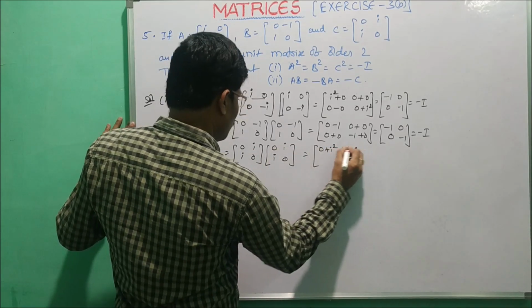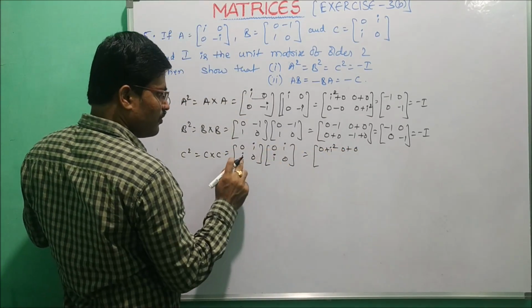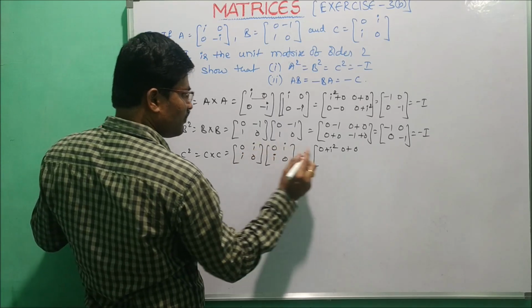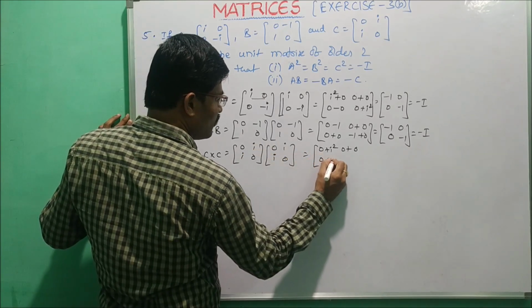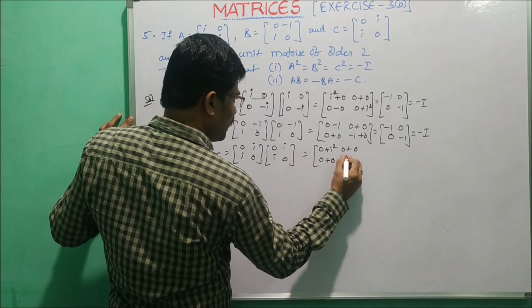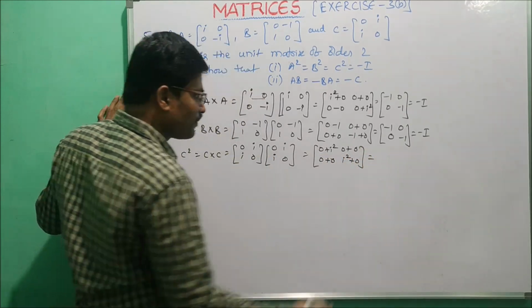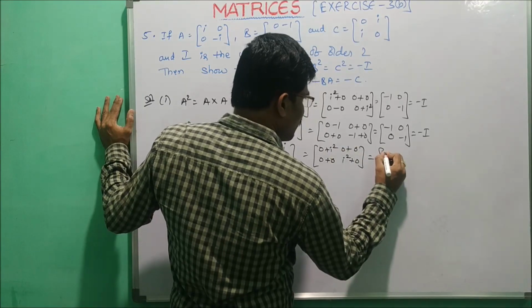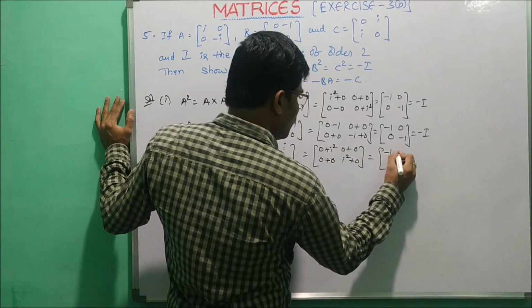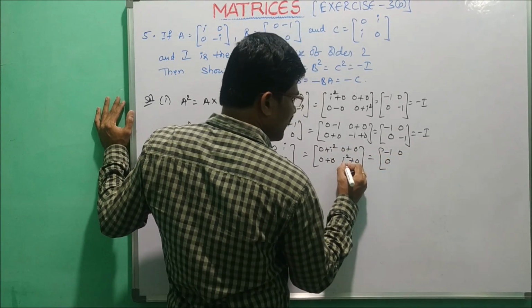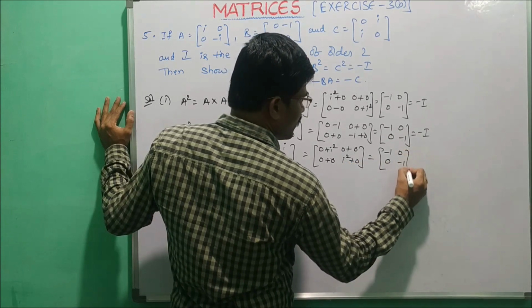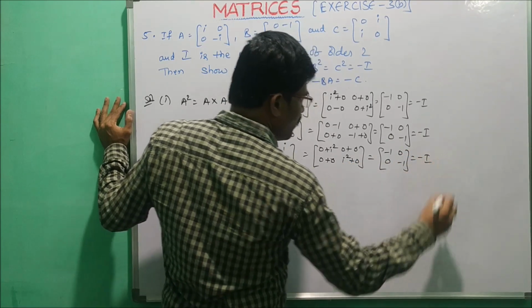0 plus 0, 0 into I 0, I into 0, 0. Now we take second row, first column: I into 0, 0, 0 into I, 0. I into I is I square, 0 into 0 plus 0. Now that equals, here this is I square, that means minus 1, this is 0, this is 0, this is I square means minus 1. Now it is also equal to minus I.